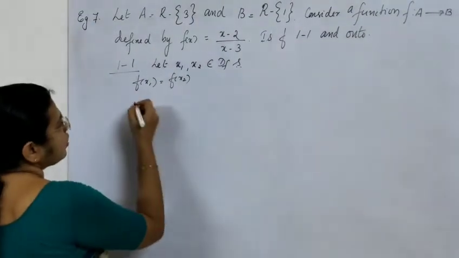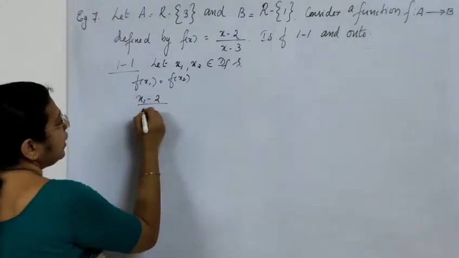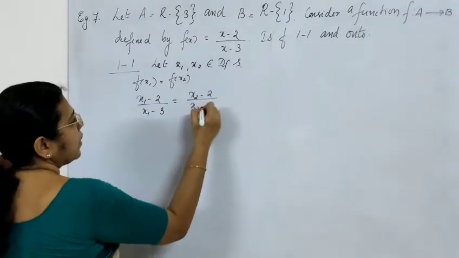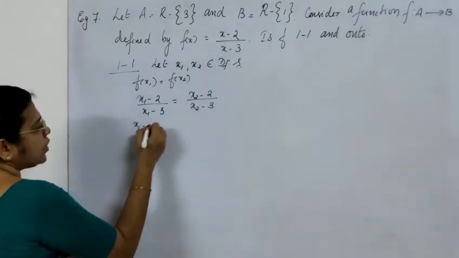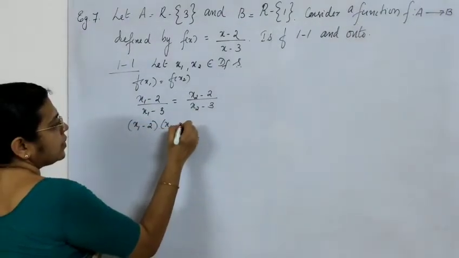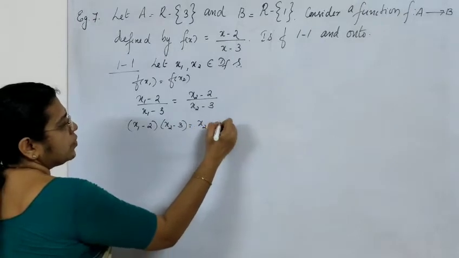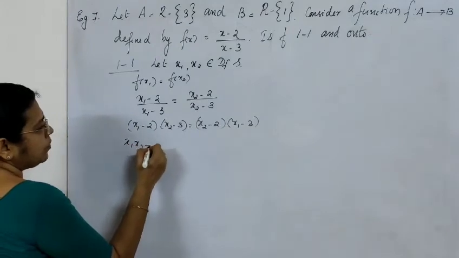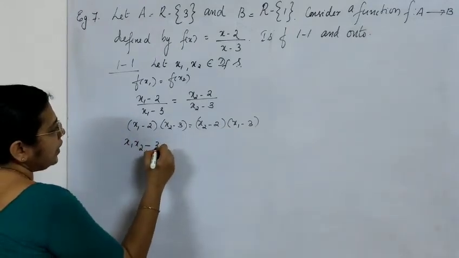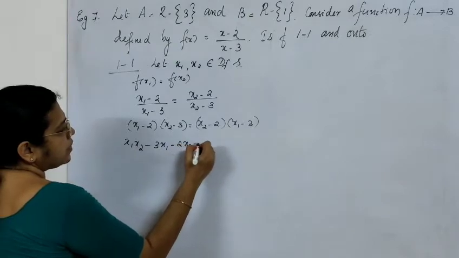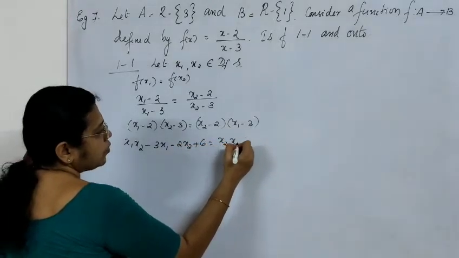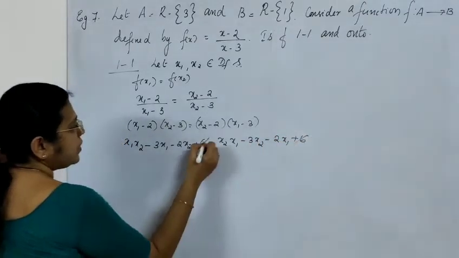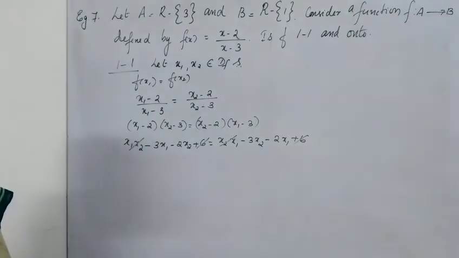Okay, so f of x1 is what? (x1 minus 2)/(x1 minus 3), which is equal to (x2 minus 2)/(x2 minus 3). Cross multiplying: (x1 minus 2)(x2 minus 3) is equal to (x2 minus 2)(x1 minus 3). That is x1x2 minus 3x1 minus 2x2 plus 6 is equal to x2x1 minus 3x2 minus 2x1 plus 6. Now 6 and 6 cancel, x1x2 also cancels.